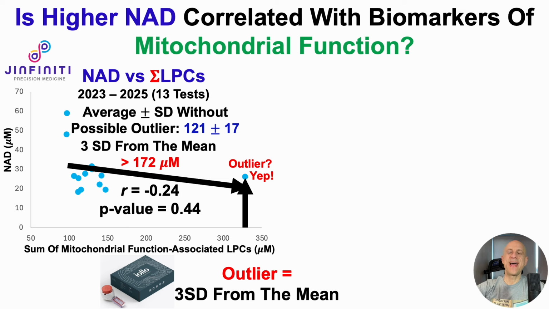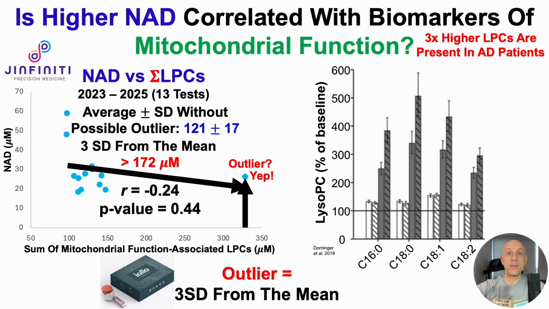But it may not be an outlier. There's a lot more to this story, because having at least 3 times higher LPCs relative to baseline is present in Alzheimer's patients, which is what we'll see here. On the y-axis, we've got lysophosphatidylcholine levels as a percentage relative to baseline. So people had their LPCs measured at baseline and then 7.5 years later. In terms of which LPCs were measured, 4 of the 7 on the list are shown there on the x-axis.